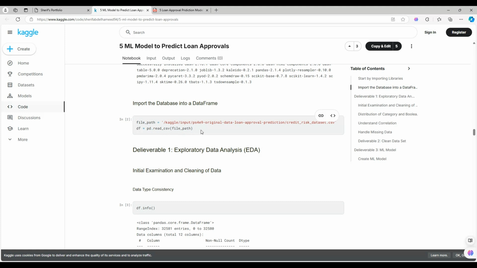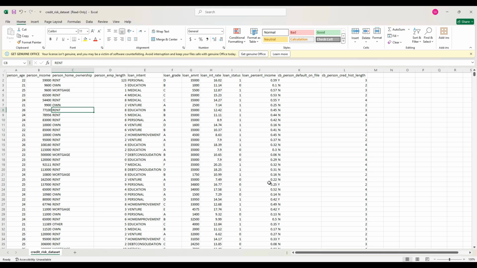So let me move on to the Excel sheet first to see what we're dealing with, and then we can come back and do the exploratory data analysis. All right, so this is the database that we will be using, the 32.5 thousand entries.